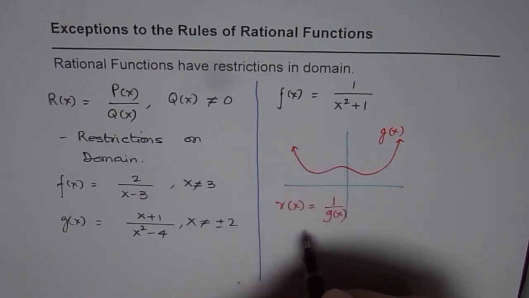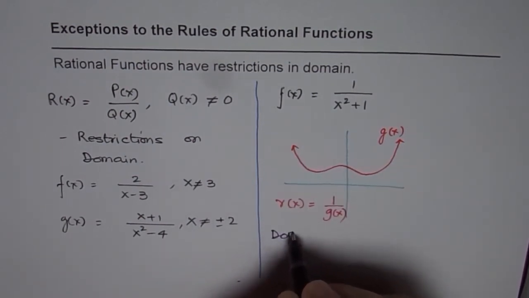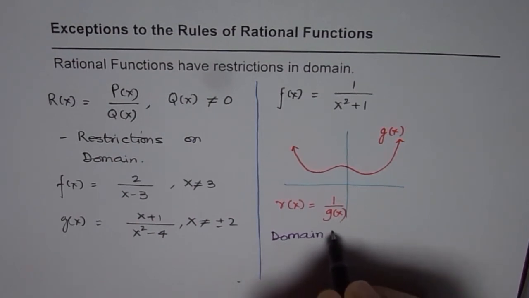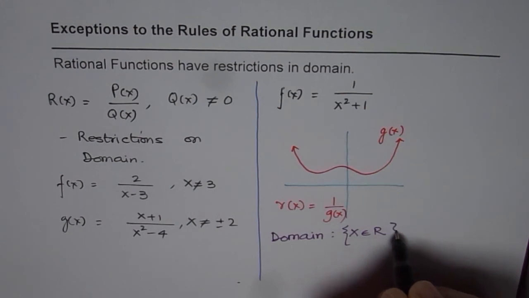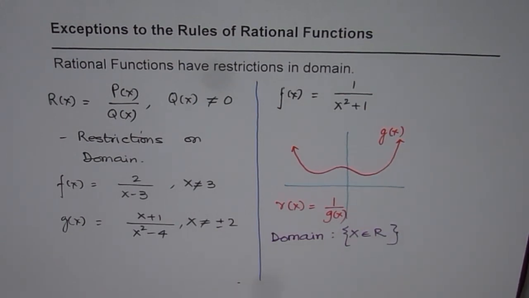So in the above cases, what is the domain? In the above cases, the domain is x belongs to real numbers, correct? There is no restriction in such cases. So that is an exception to the rule which I want to highlight in this video.